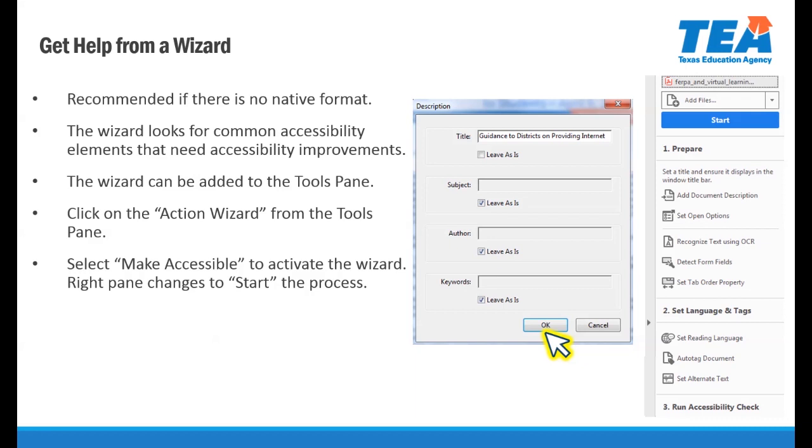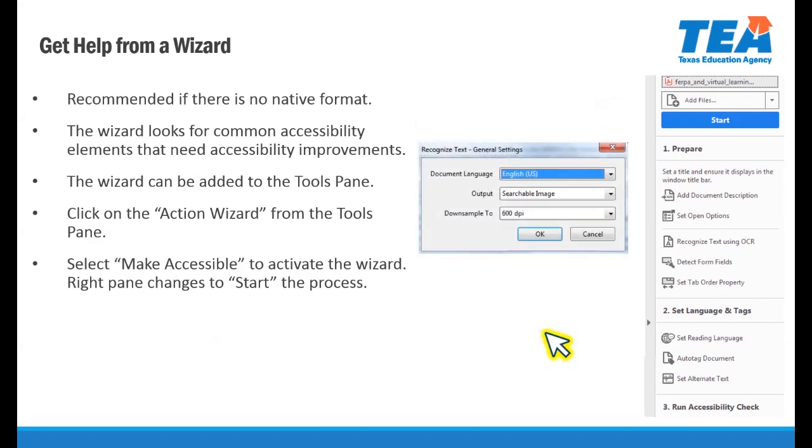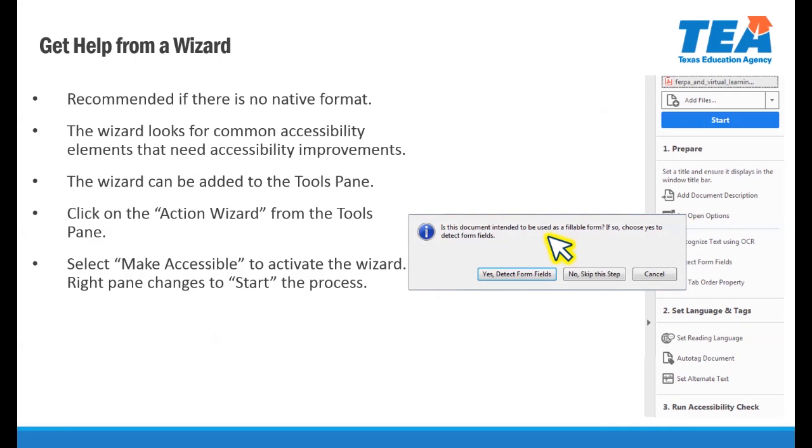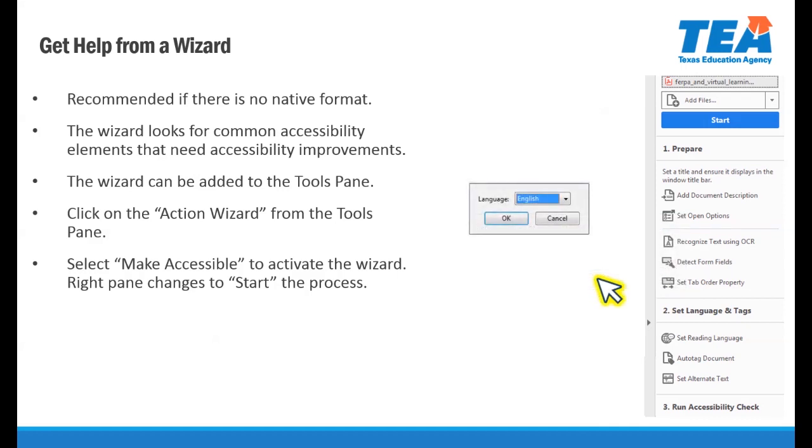Click OK. The next window will be for general settings. Leave all options as default. Click OK. The wizard will ask if the document is a form. For this example, we'll click No, skip this step. Next, the wizard is asking the language of the document. If the language is different than English, select it from the drop-down and click OK.